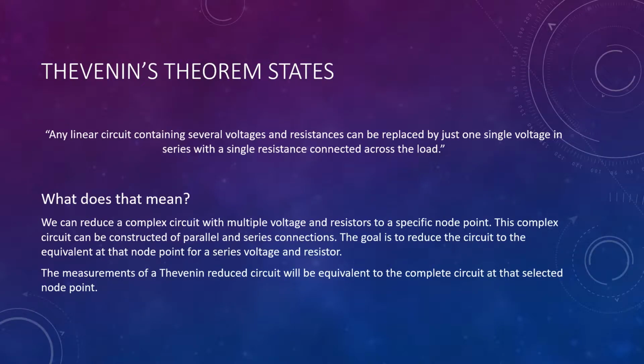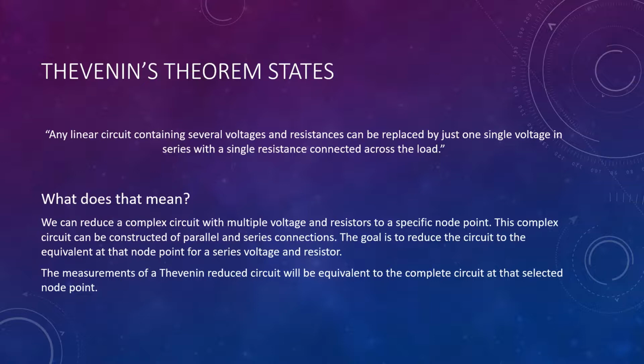Thevenin's theorem states any linear circuit containing several voltages and resistances can be replaced by just one single voltage in series with a single resistance connected across the load. What does that mean? We can reduce a complex circuit with multiple voltages and resistors to a specific node point.